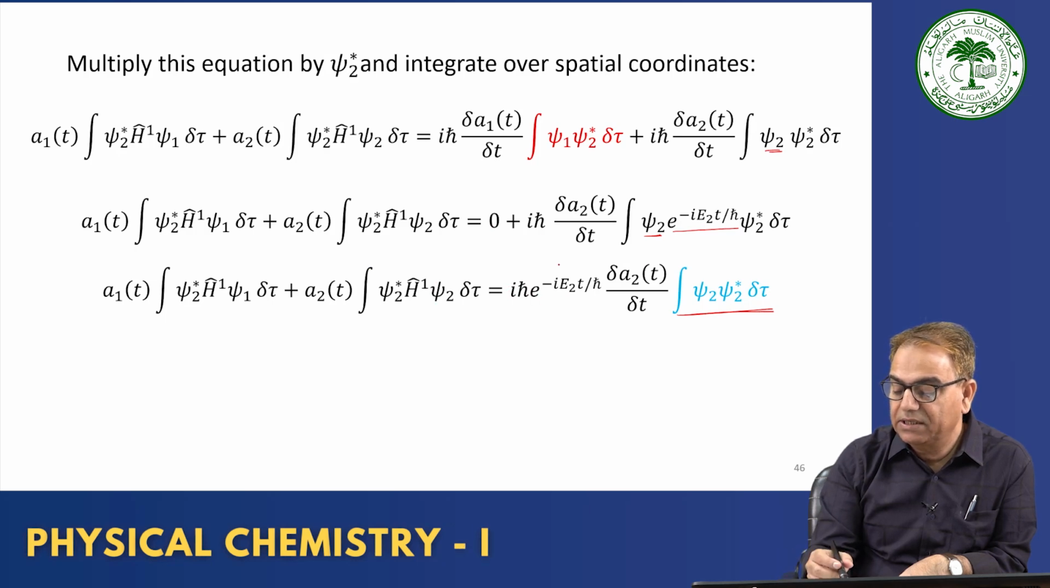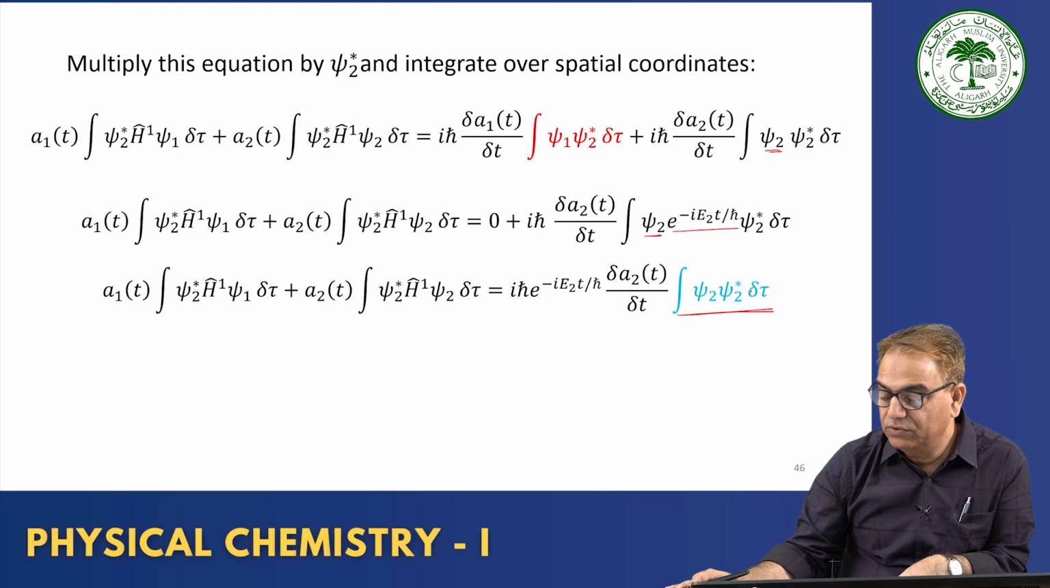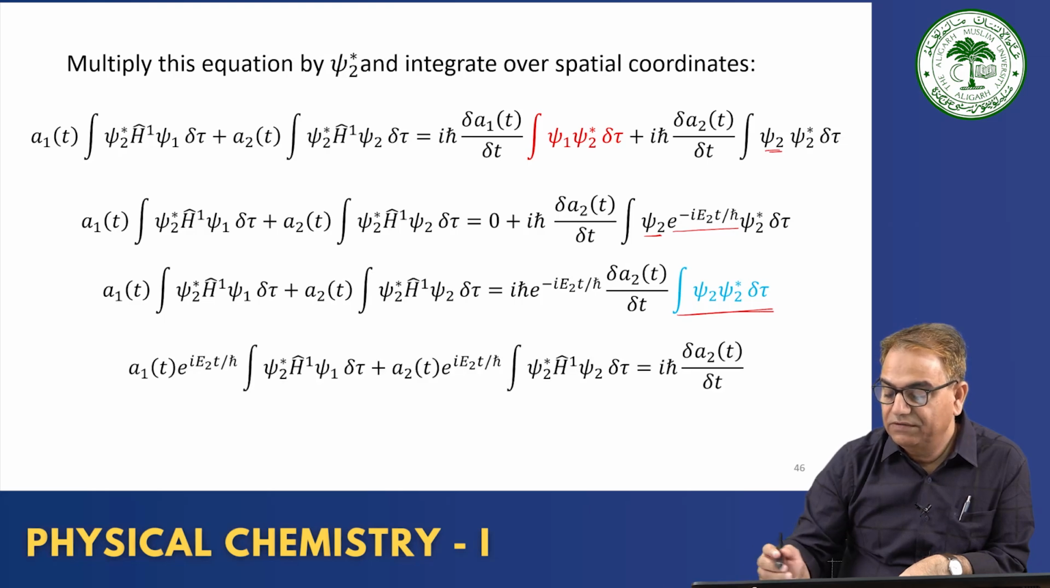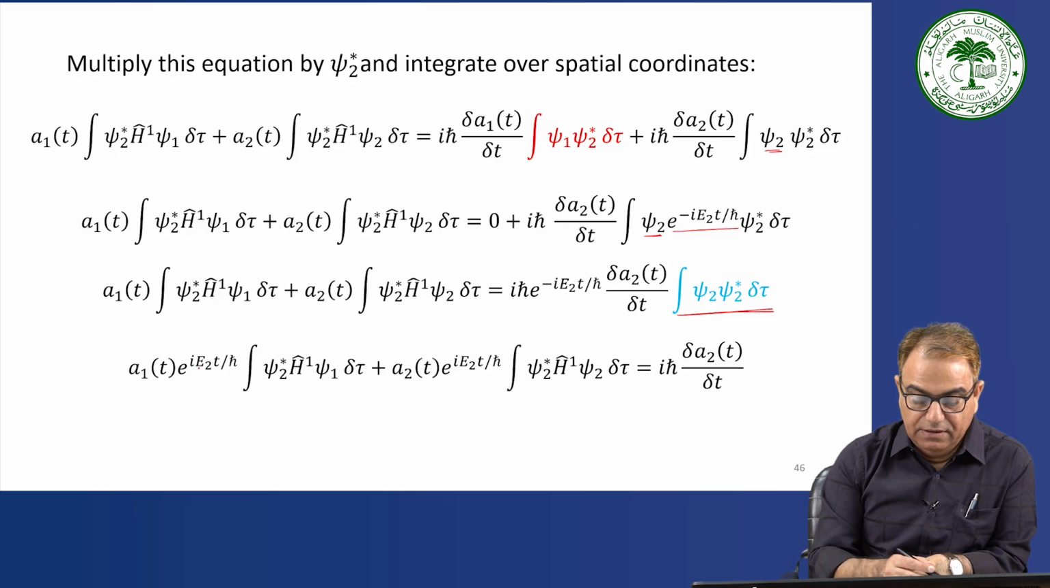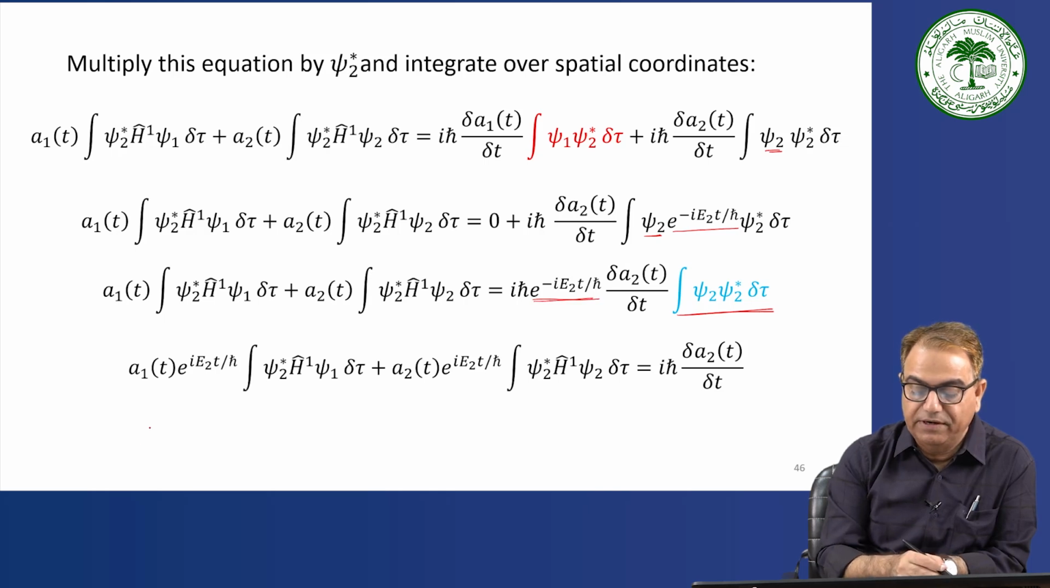Now this exponential part I have brought here, minus i E2 t divided by ħ, del A2 divided by del t, and then the integral of psi 2 star d tau. So this psi 2 star d tau will be equal to 1, and you will have A1t exponential. See this term, exponential. This exponential term I have brought on the left hand side, so it will be 1 by this one, and so it is a positive sign here.